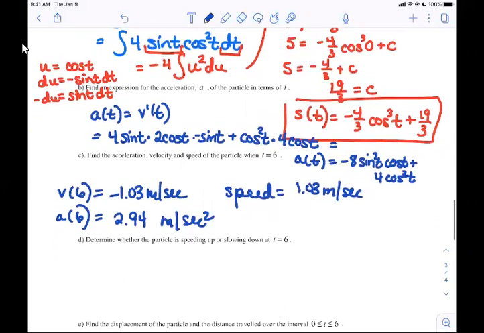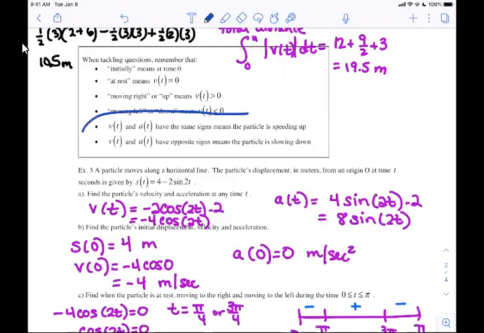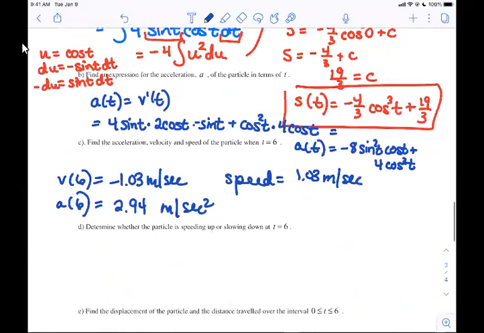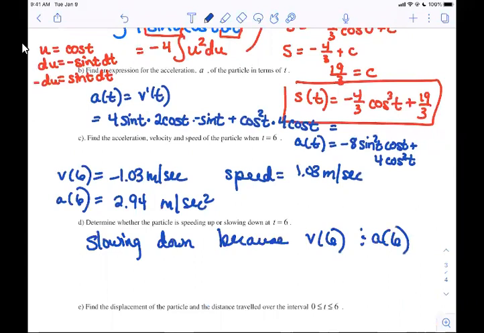Okay, so is the particle speeding up or slowing down? It's right up here. What makes you say it's speeding up? It's slowing down, right? Okay, the particle's slowing down because velocity at 6 and acceleration at 6 have opposite signs.